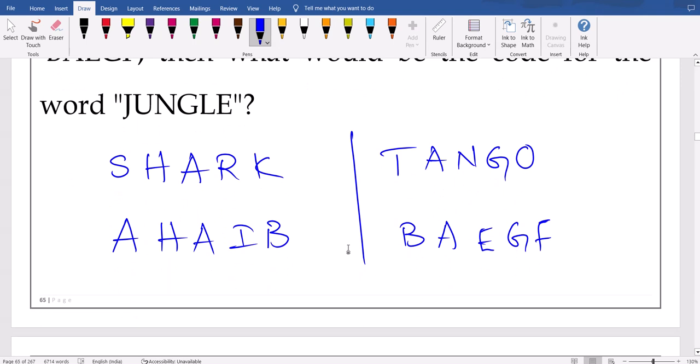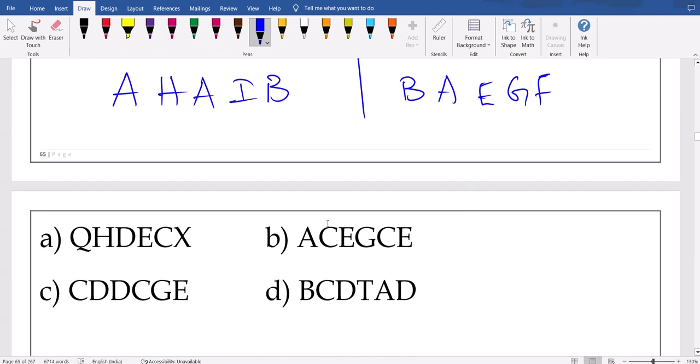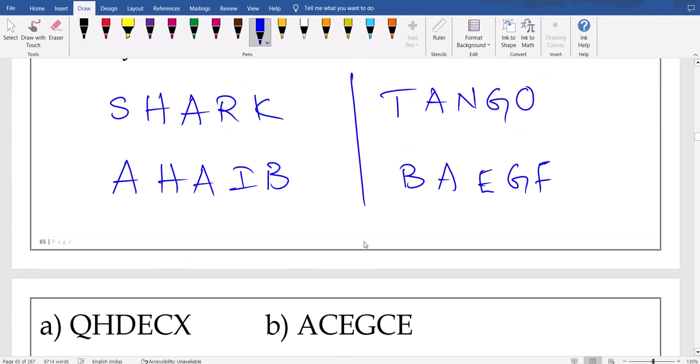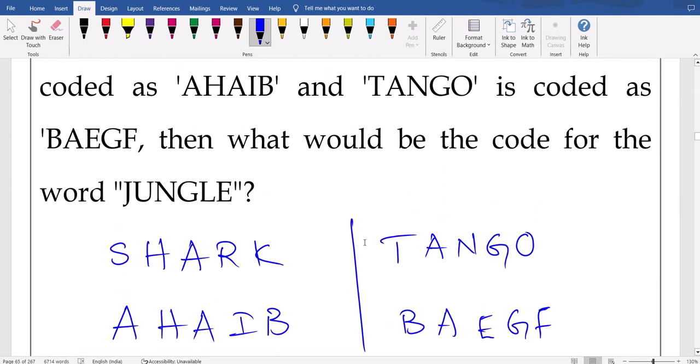So, focus. What is happening? What logic? For the Jungle options also, if you check them, you can fix the first letter and last letter. In fact, with the first letter, you can decide the answer. The first letters are Q, A, C, B, all different. If we can decide the first letter, we are almost done with the question.